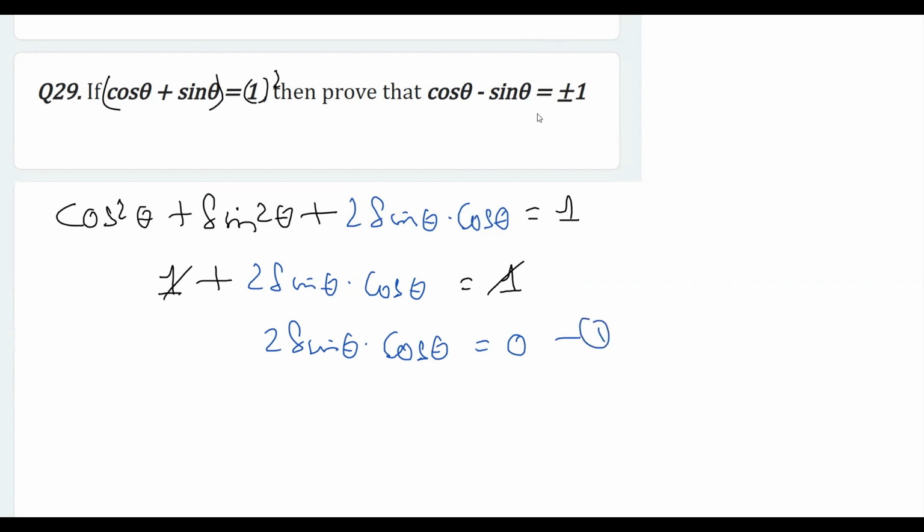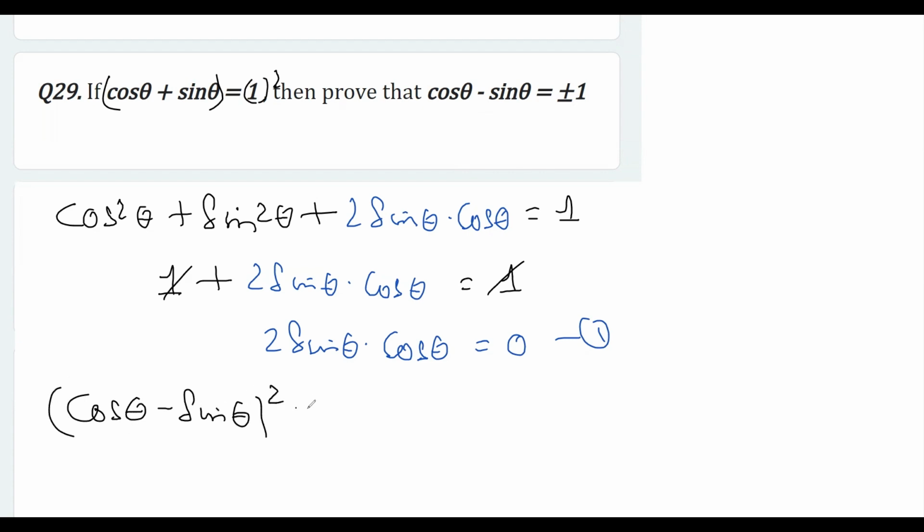As I said in the beginning, from this it gives a hint that we first have to find the square of this. So if I start with the LHS of what we have to prove, we have to find the value of cos theta minus sine theta. So instead of finding cos theta minus sine theta, I should find the square of cos minus sine.